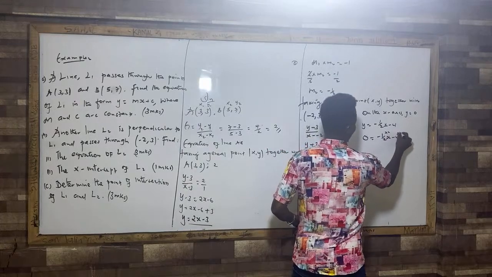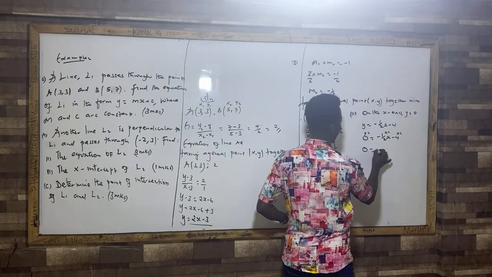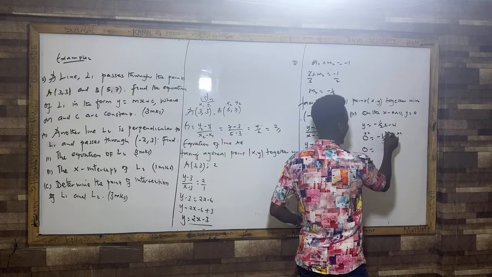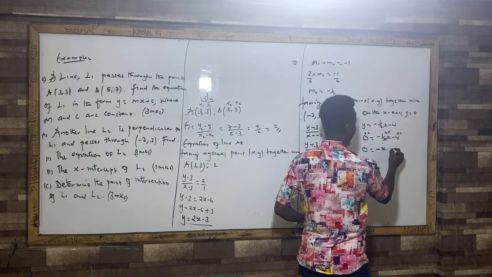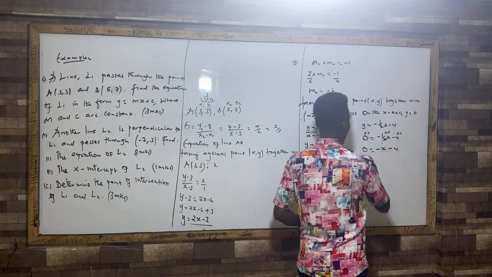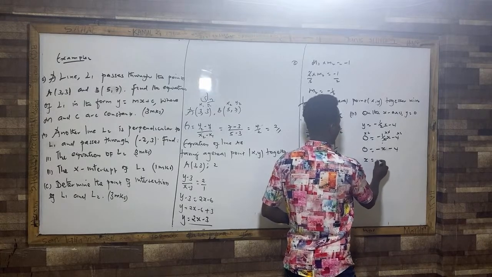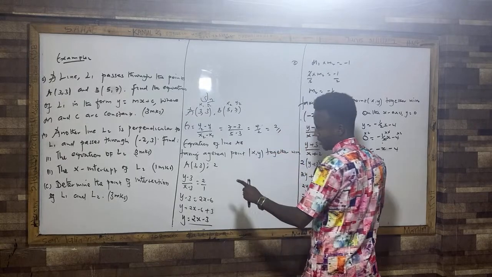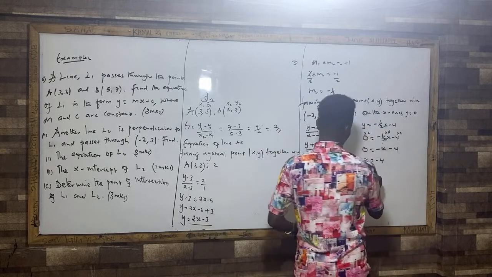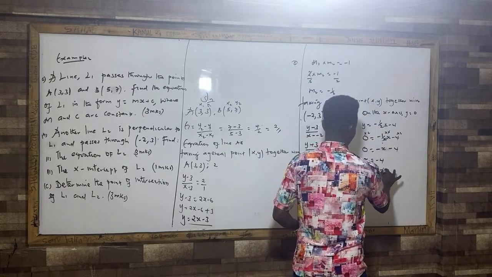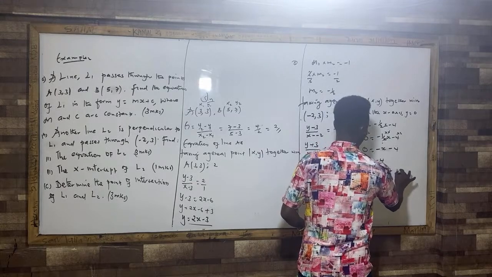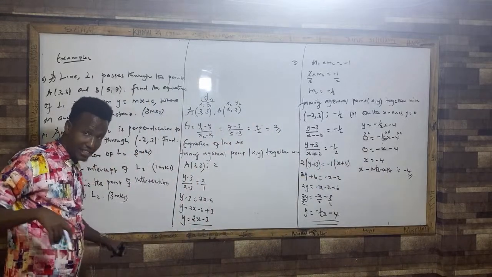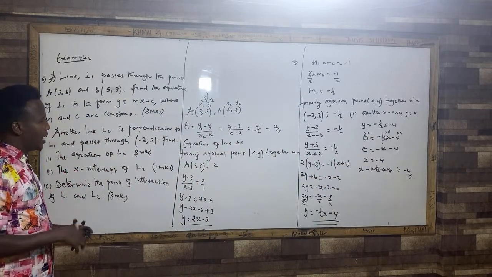Then times 2, times 2, times 2. We'll have 0 is equal to -x minus 4, because 1/2 times 2 gives 1. So take x to this side. So x is equal to negative 4. So the x-intercept is negative 4. That is the value of x where the straight line cuts the x-axis. Very, very easy.